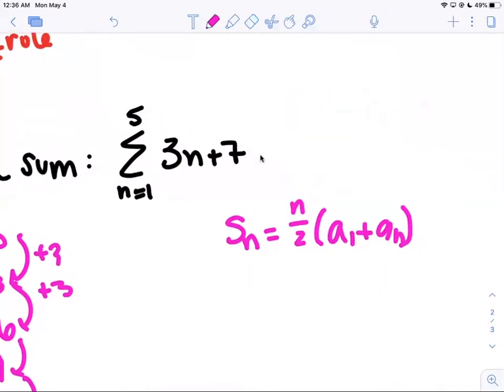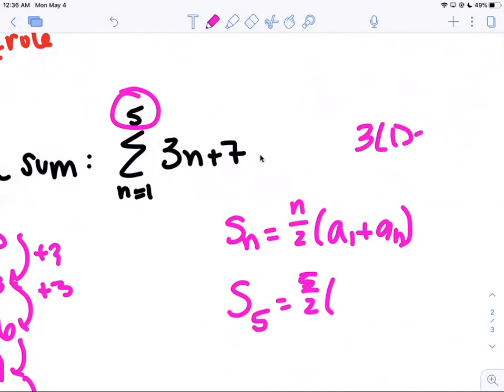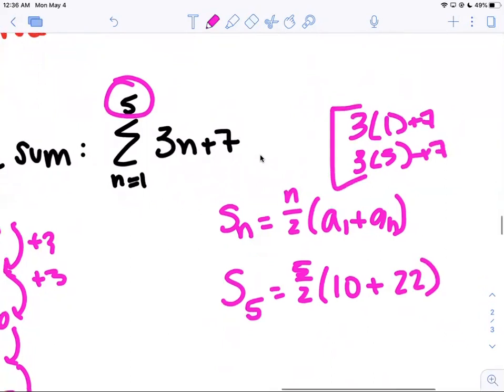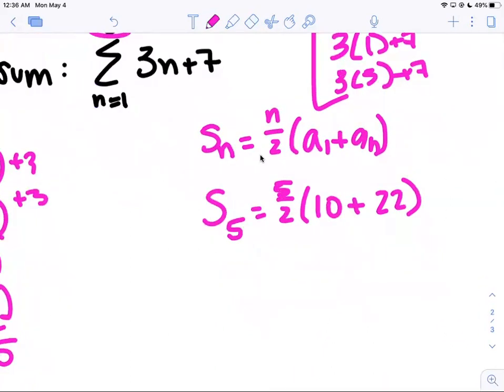I do need to know my n. Well, my n is my ending number, which is 5. So I'm going to do S sub 5 equals 5 over 2. I do need to know my first number, so you need to plug in 1. So I'm going to do 3 times 1 plus 7, ignoring the fact that I already did it over there. That's going to be 10. And then we need to plug in the last number. So 3 times 5 plus 7 is going to be 22. So at bare minimum, you're just plugging in 2 of them instead of all of them, and then you're just using your formula. Again, I'm going to prove that you'll get the answer, whatever floats your boat.